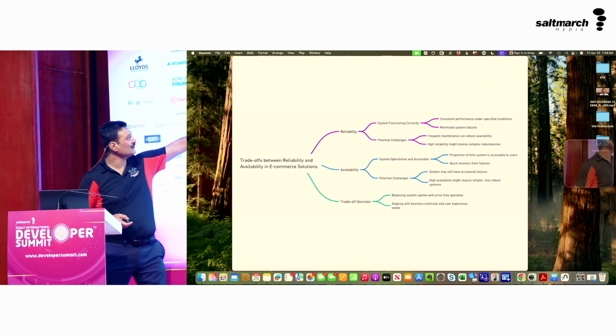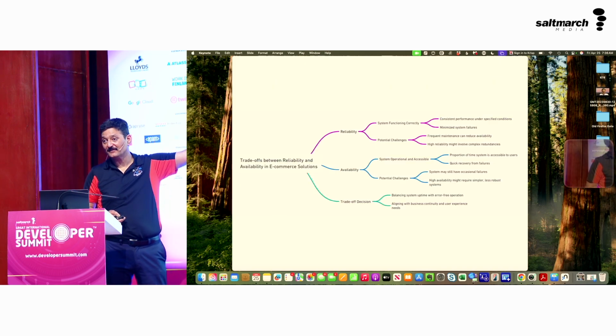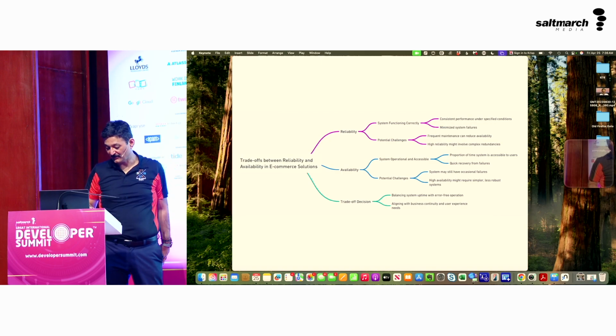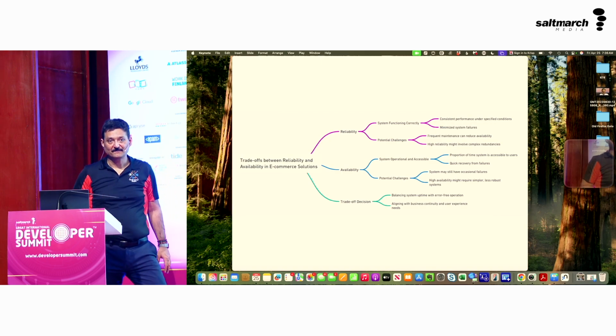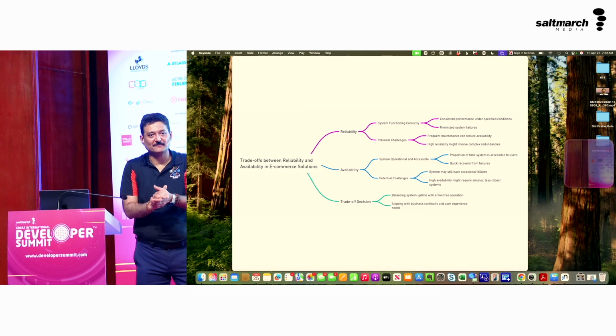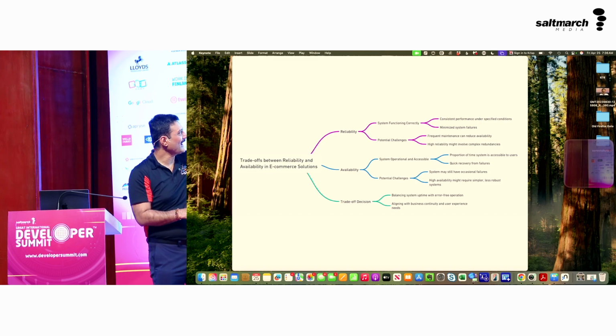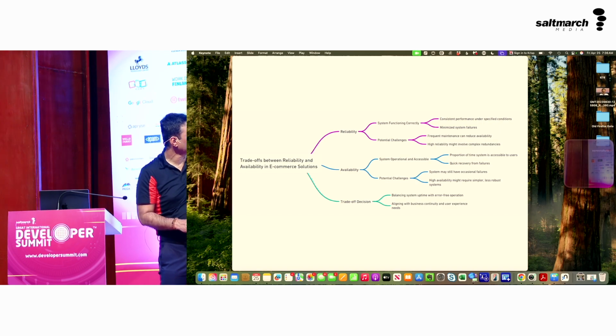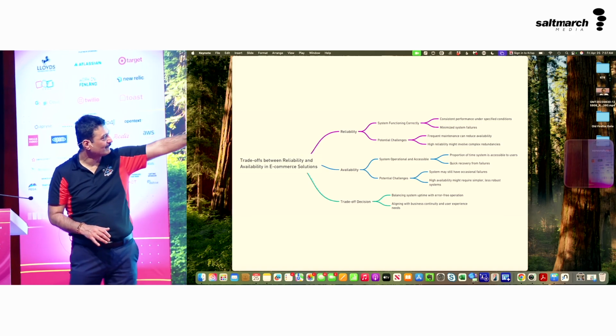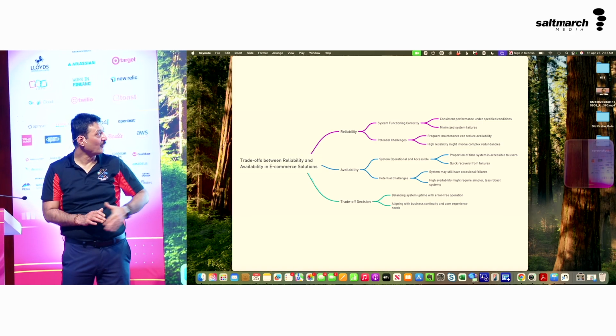Now why I'm showing you this is, as an architect, you need to do it. Very important thing, if you are talking to the management, do not go with only one answer, as a tip to you. Always give two answers. What are the trade-offs between availability and readability? Availability's potential challenge is the system may still have occasional failures coming up. What do I need to do?